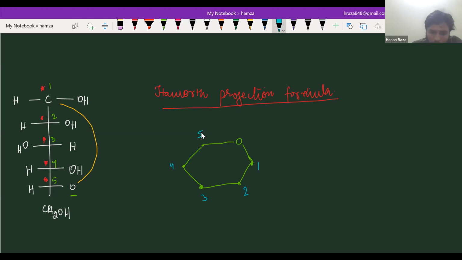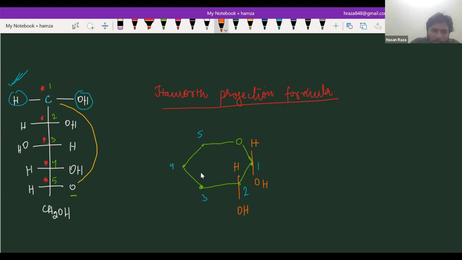Now see, what you need to do is very easy. Whatever is on the left hand side, that will be above. Like we got on the first carbon OH and H. So we are going to write this like this. Whatever is on the left hand side, that will be written above, and whatever is on the right hand side, that will be below. So OH. Now the second carbon has H and OH. H will be above, OH will be below.